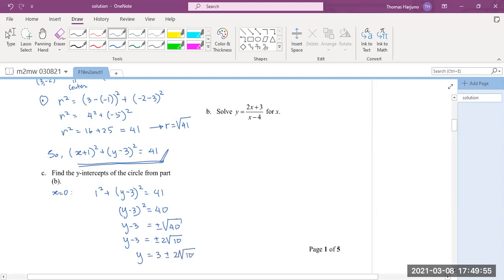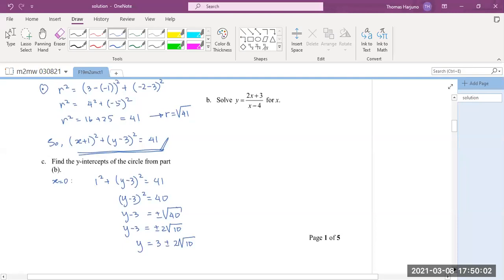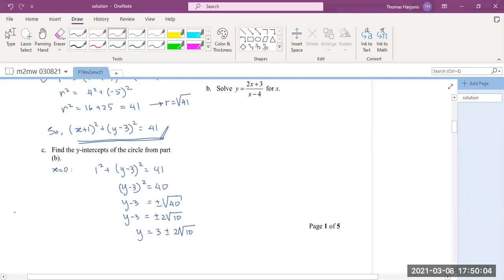But we don't stop here. Notice that the question is to find the y-intercept, right? Okay, find the y-intercept. The y-intercept has to be in coordinate form: 0, 3 plus 2 radical 10, and 0, 3 minus 2 radical 10. Okay.